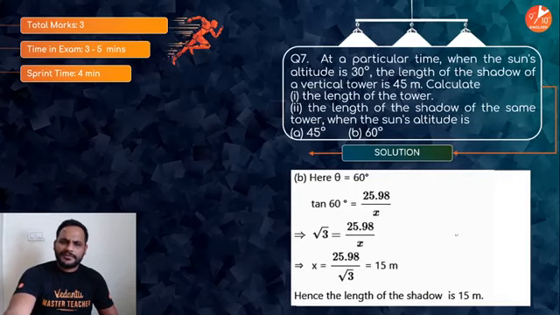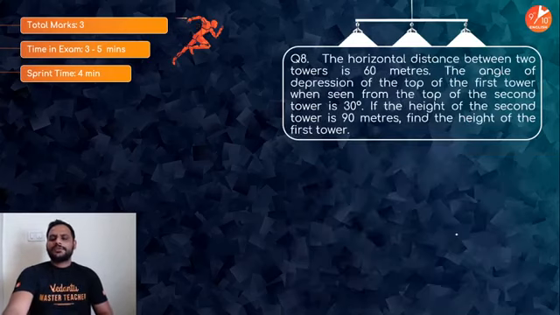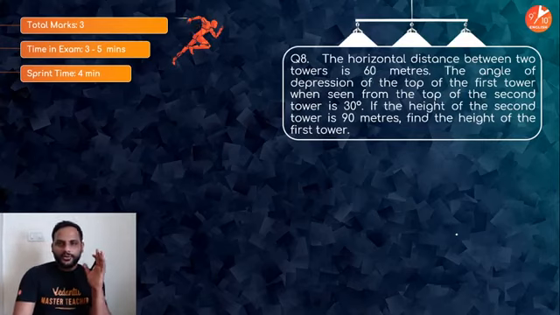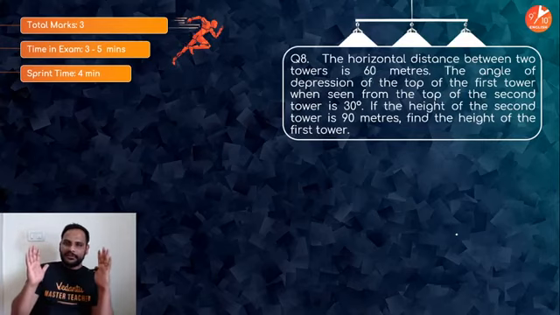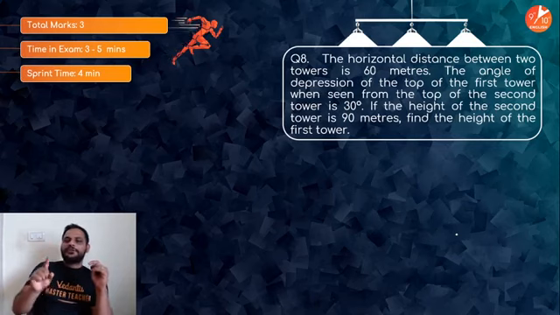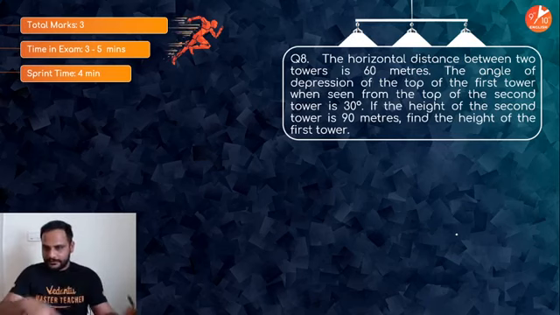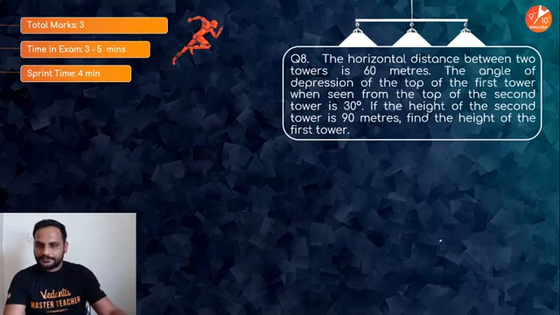They have taken it in decimal, made it normal. Next question. The horizontal distance between two towers is 60 meters. The angle of depression of the top of the first tower when seen from the top of the second tower is 30 degrees. If the height of the second tower is 90 meters, find the height of the first tower. So they are saying there are two towers. Distance between them is 60 meters. The angle of depression of the top of the first tower when seen from the top of the second tower. Okay, suppose this is the ground.